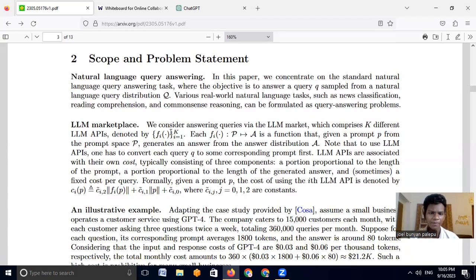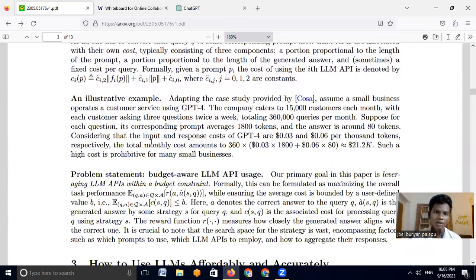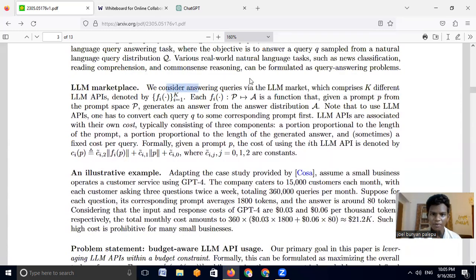Right, scope and problem statement. Let's just read this. Natural language query answering. In this paper, we concentrate on the standard natural language task, where the objective is to answer a query sampled from a natural language query distribution Q. All right, I think we'll just leave this. So we consider answering queries via the LLM market, which comprises K different LLM APIs. Each one is a function that, given a prompt p from a prompt space P, generates an answer from the answer distribution A.